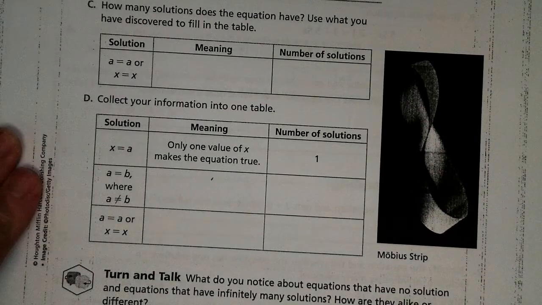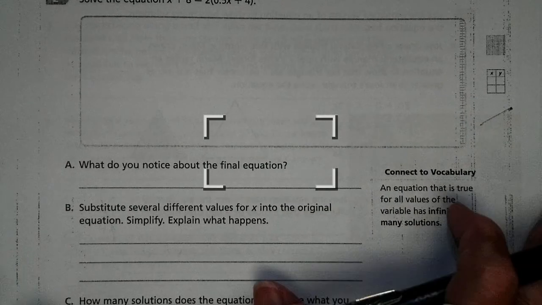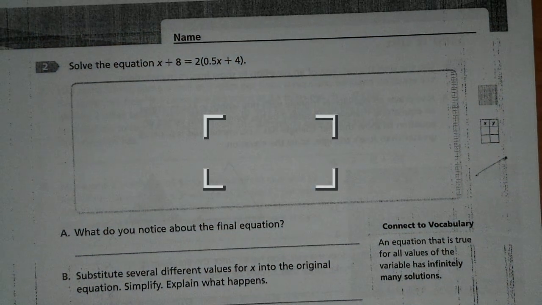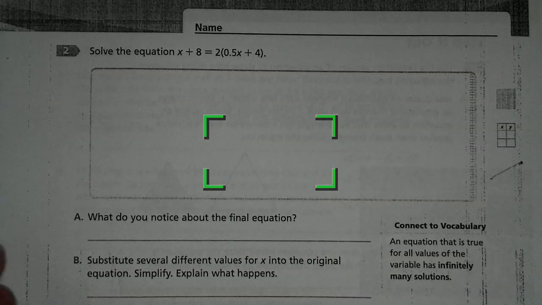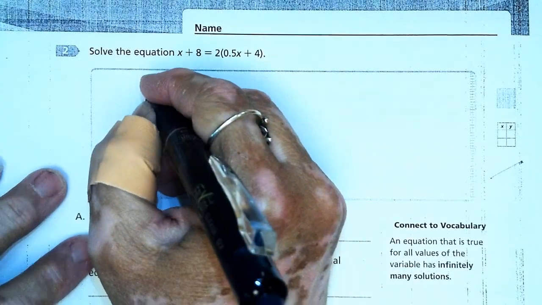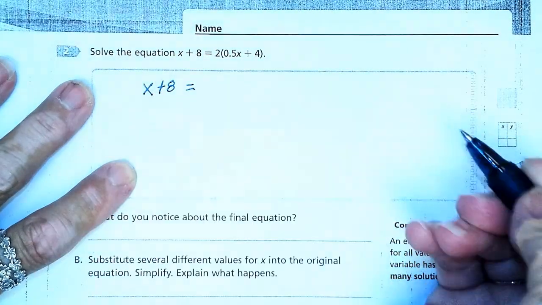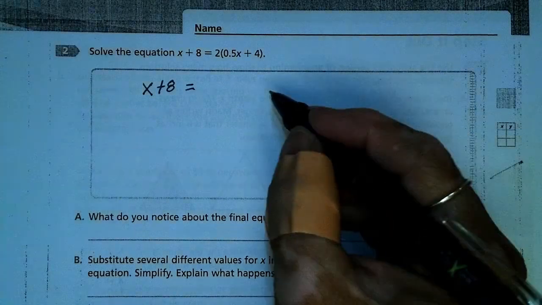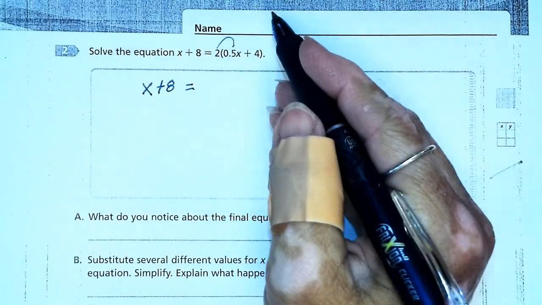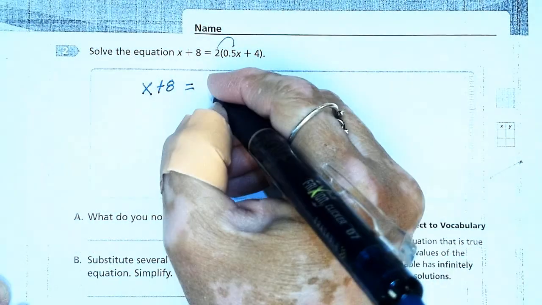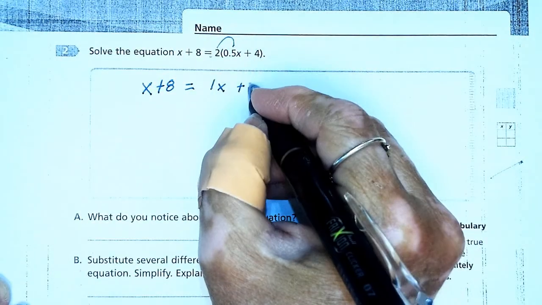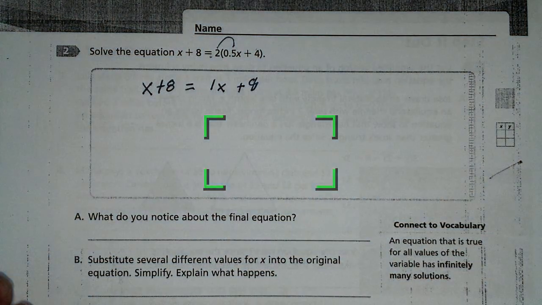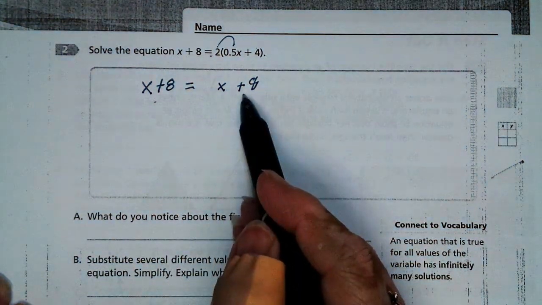All right. So moving on. So now we're going to look at another infinitely many. All right. So I'm going to distribute. So x plus 8 equals 2 times 0.5, which is 1, and 2 times 4 is 8. Okay, so I can erase that 1, and what do you notice?